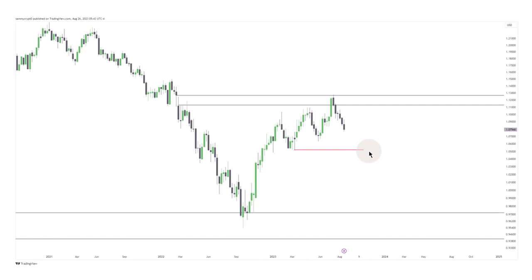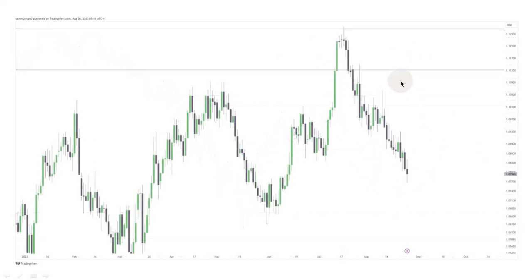I don't know how long it will take because this is a weekly chart. It could take 4 weeks, 6 weeks. I don't know for sure, but I'm expecting price to come for that sell side liquidity. That's my long-term bias on Euro USD, right? So let's look at the daily time frame on Euro USD.